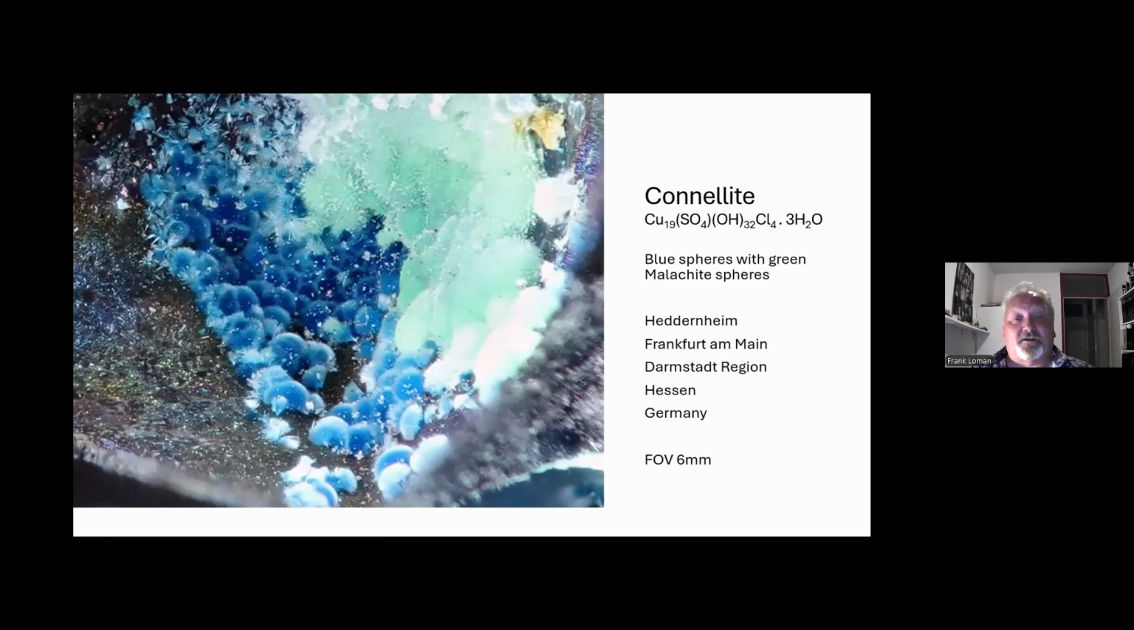Next one is a sulfate, a copper sulfate. It's called connellite. They're the blue spheres. The light green ones and the other ones are malachite spheres, and they are positioned in a cavity in slag material from Heddenheim, where I think Henk is going to give a presentation now in October.